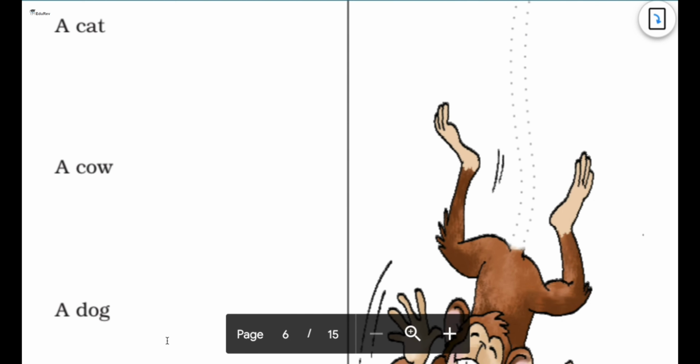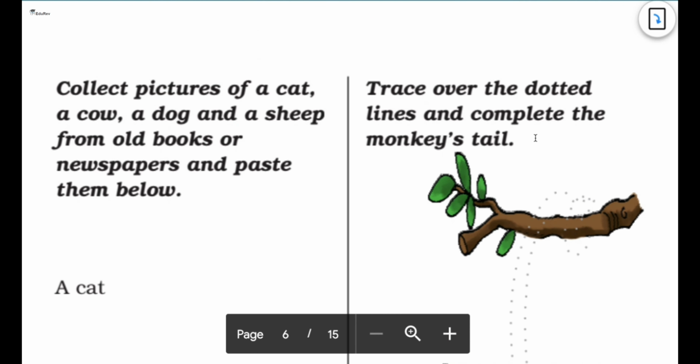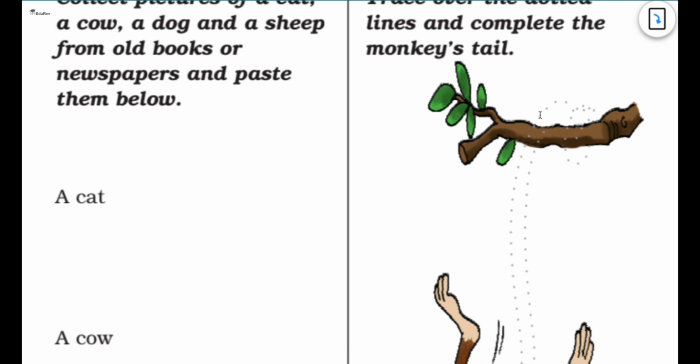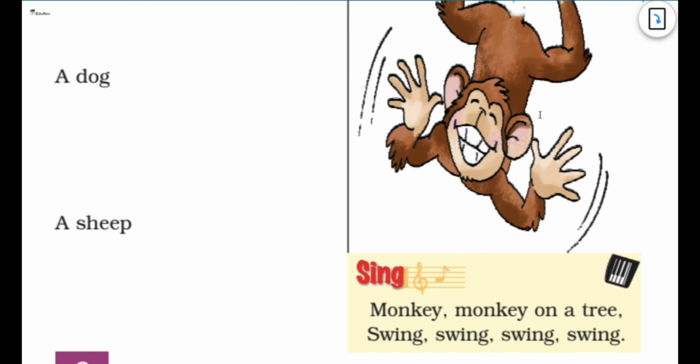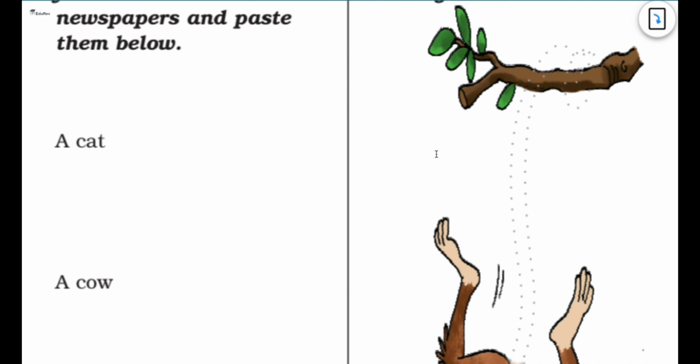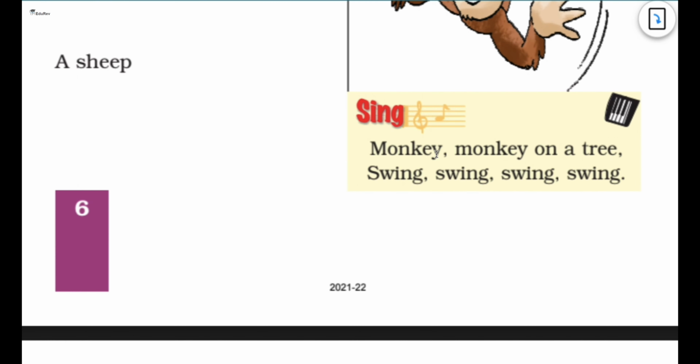Next, on the other page, what they are saying is, they are saying that you have to trace over the dotted lines and complete the monkey's tail. So this is the dotted line that is provided to you. So you have to just draw this dotted line and complete the monkey's tail.